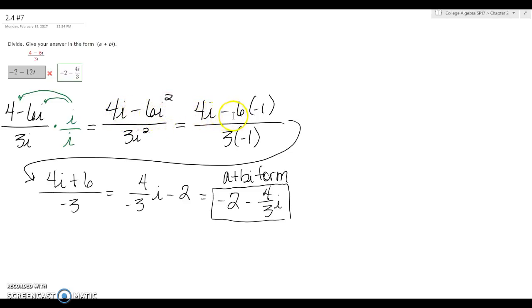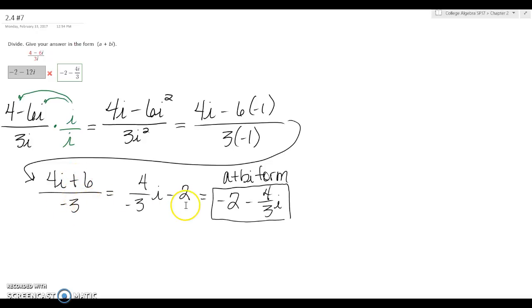4i minus 6i squared. Remember, i squared is equivalent to -1, so wherever I see an i squared, I replace it. And now I'm just simplifying. So that's what I'm doing in this step here. I have 4i, and -6 times -1 is a plus 6. And then I have 3 times -1, which is -3.